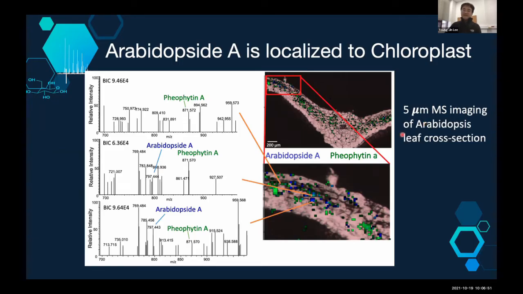Of course, 5 micron is not exactly enough to tell subcellular localization, but some chloroplasts are bigger than 5 microns. From this co-localization, we can tell arabidopside A is co-localized to chlorophyll A, that means chloroplast. So sometimes we can also get subcellular localization information.